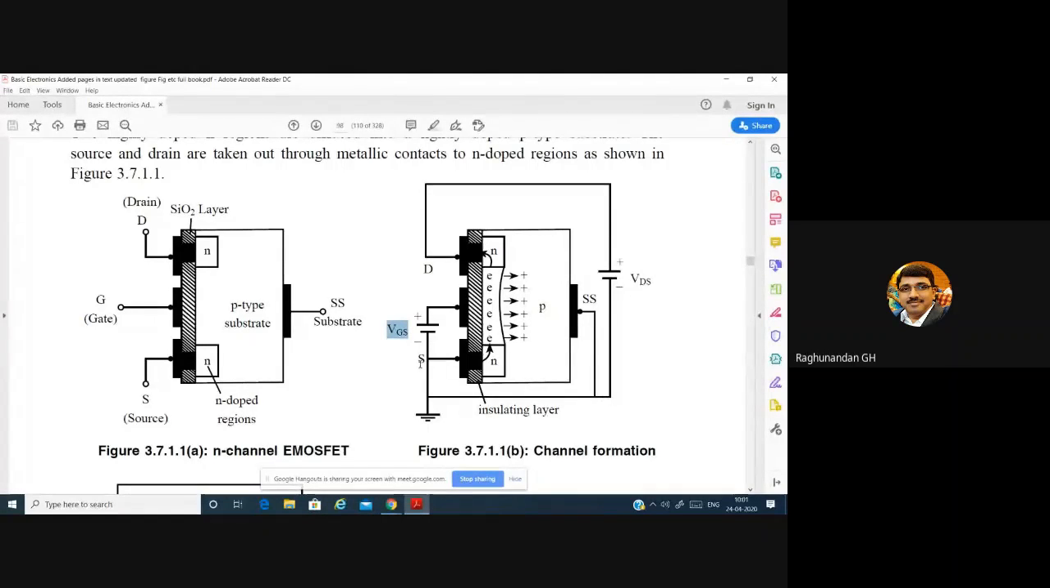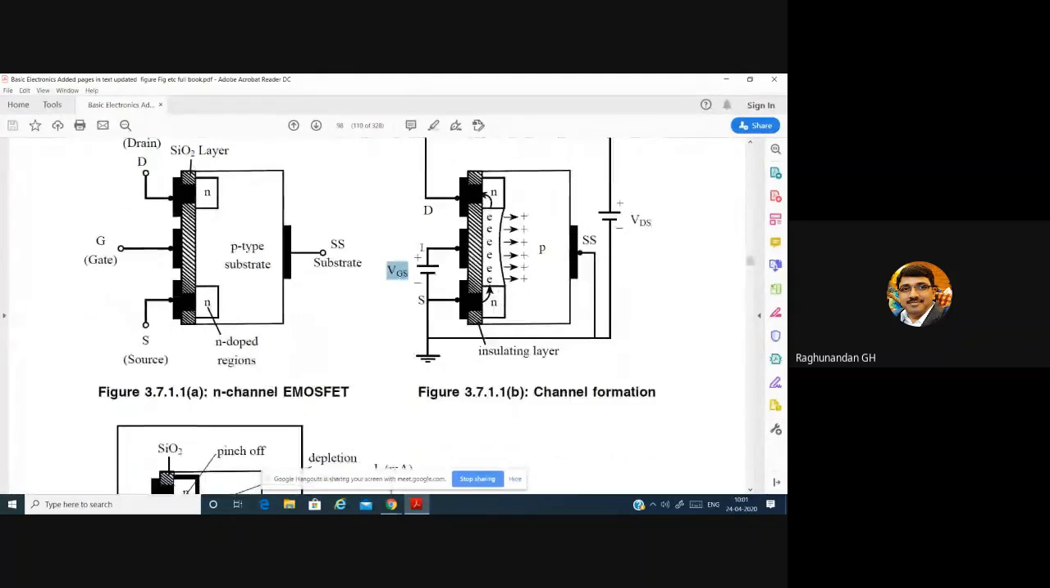And usually in the majority of the cases, the source will be grounded only. But whenever you want to increase further extra voltage, extra current, then what you can do is connect a negative voltage here. Because of that, it starts rippling these electrons. When the electrons start rippling, more and more electrons will start flowing towards the drain, and drain current starts flowing. So this is how the N channel E MOSFET works.